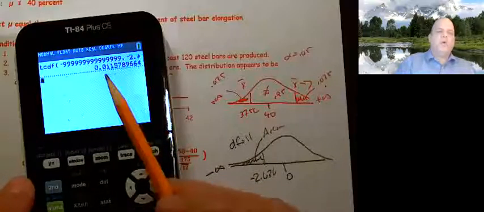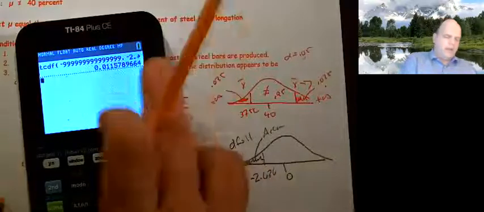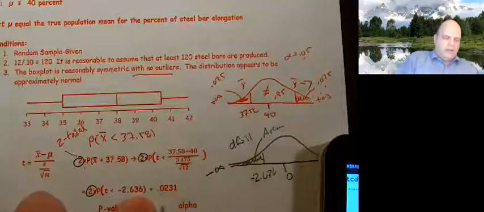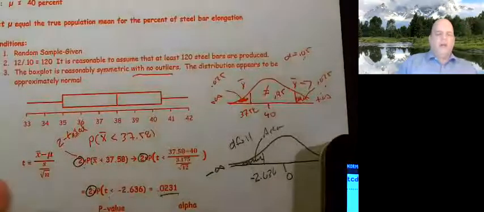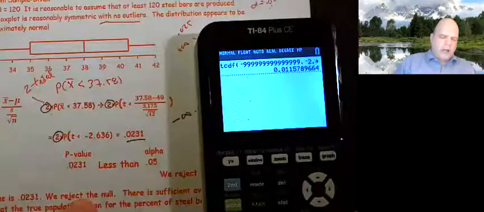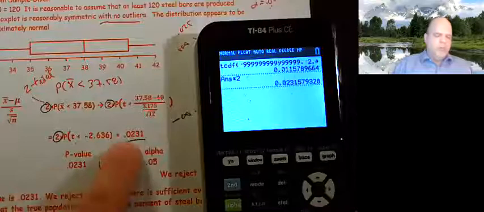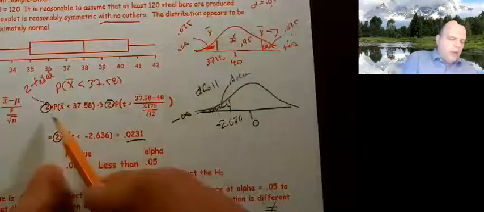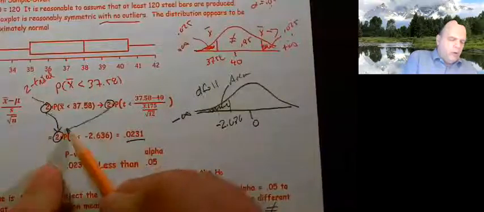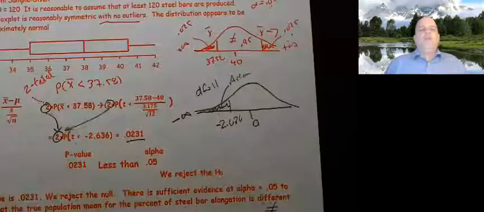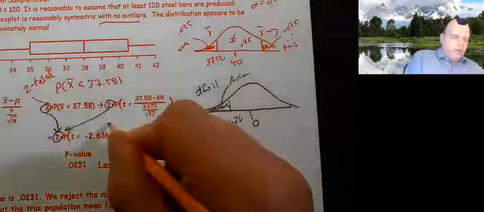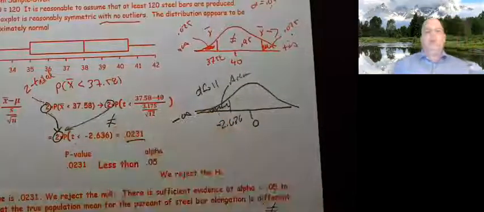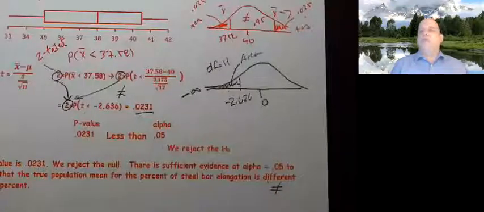And I end up getting 0.0115. That's not what I got there. Why? Because the calculator automatically doubled it. So if I multiply that by 2, there we go, 0.0231. So we need to make sure that we always have this 2. Make sure we always have that 2 when we're working with a two-tailed, whenever we're working with a not equal, right? Only do it for two-tailed, but you need to make sure that you have it for two-tailed.